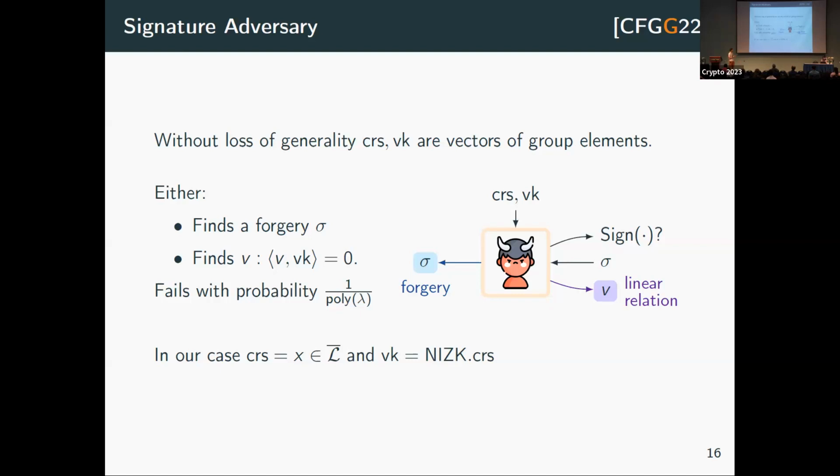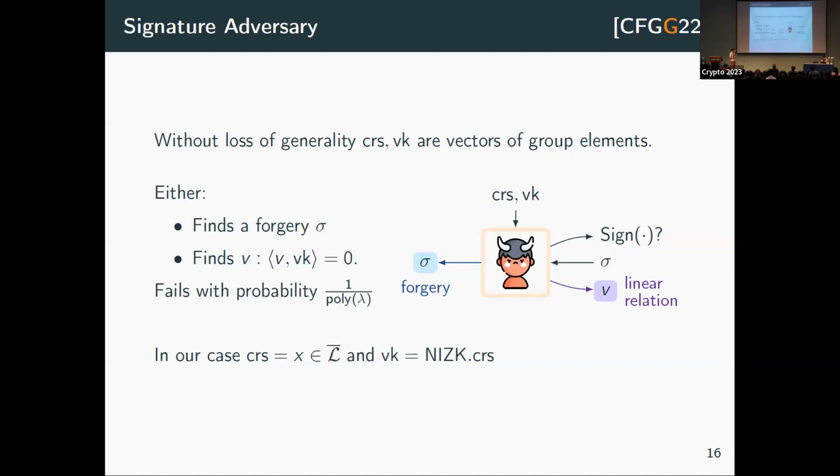Initially, it gets the CRS and verification key from the signature scheme it is trying to break. It runs, and at some point, it either returns a forgery for the signature scheme that it is trying to break, or it makes a signature query to the signing oracle. And after it gets the correct signatures for the message it asks a signature for, it will find a linear relation among the group elements containing the verification key.